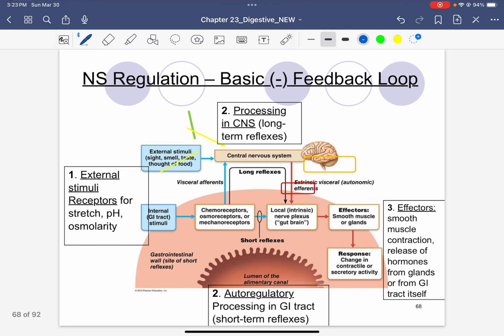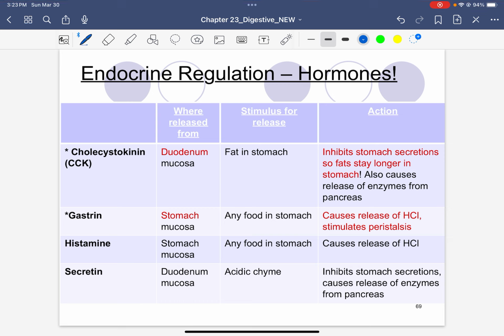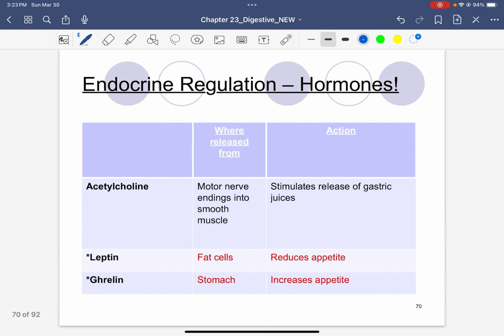Everything else here is extra. Let me point out some hormones that I would like you to know. Here's where I would ask more of the nursing students, but a little bit less for you. I want to talk about 2 hormones that affect our appetite. So just make sure you review these bottom 2.